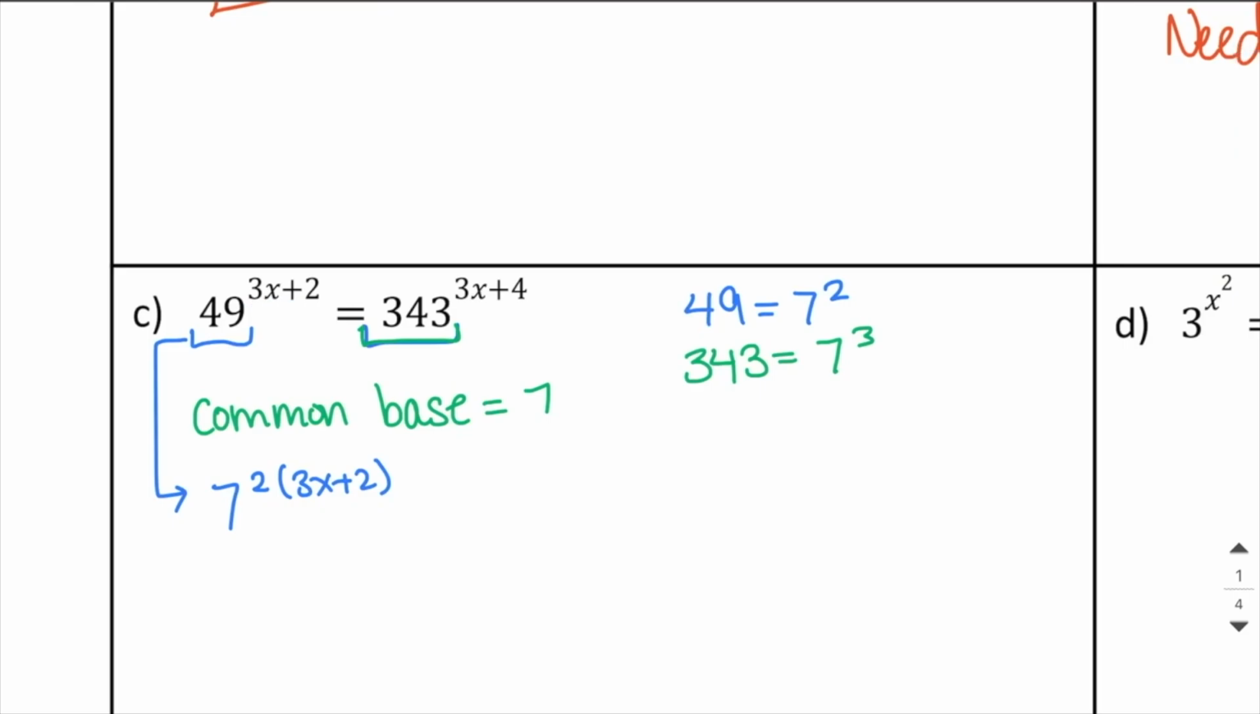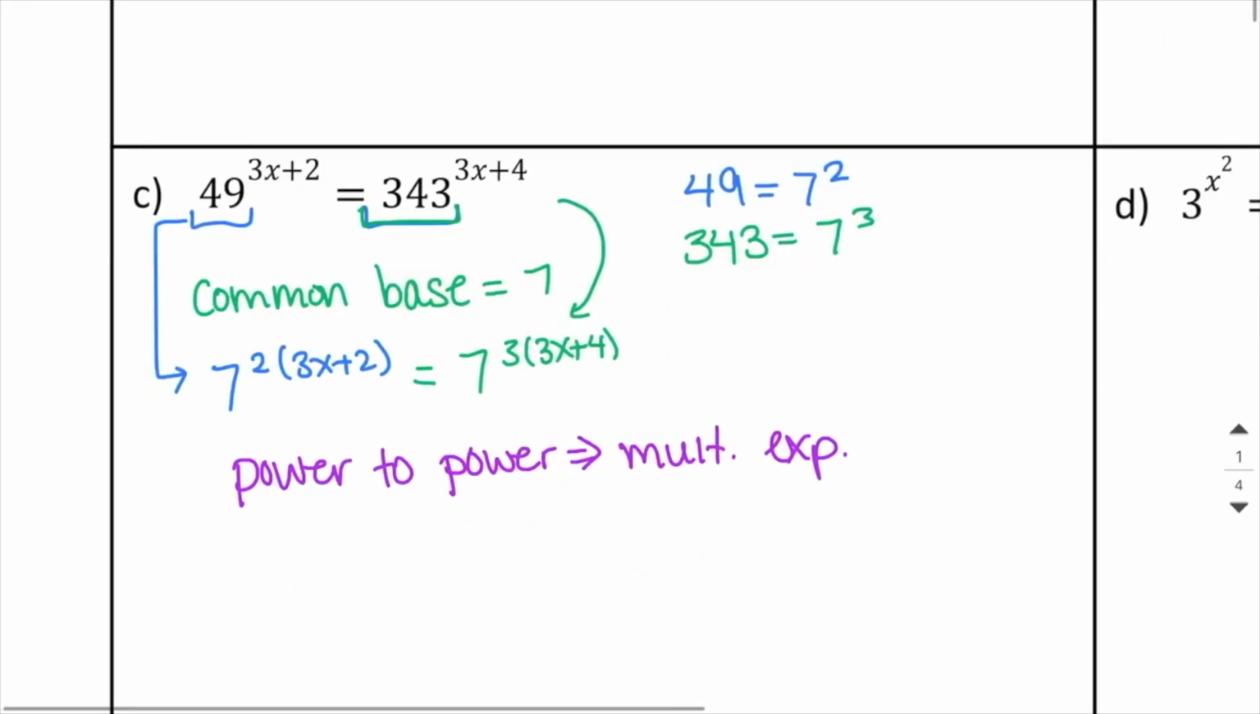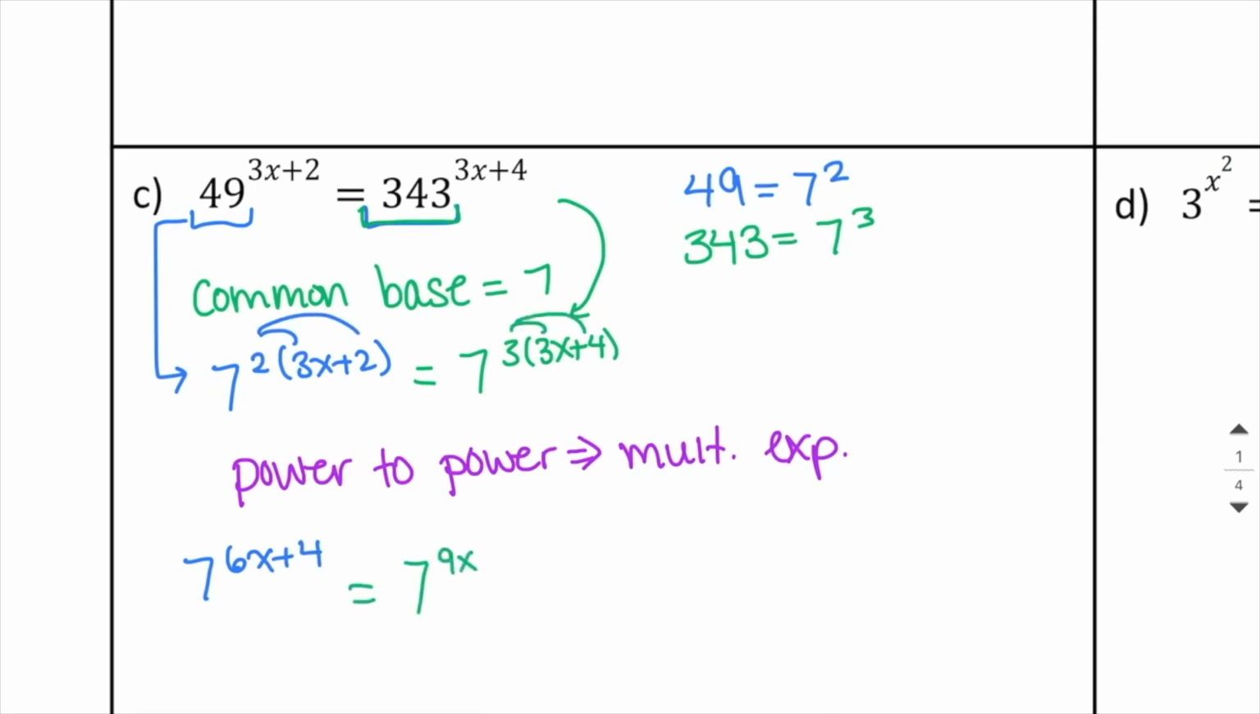And then for this one right here, I end up getting 7 to the power of 3, and that's going to be multiplied by the exponent of 3x plus 4. And remember, when you have a power to a power, you have to multiply your exponents. So let's go ahead and multiply our exponents here. So I would get 7 to the power of 6x plus 4, just multiply that 2 through, equals 7 to the power of 9x plus 12.